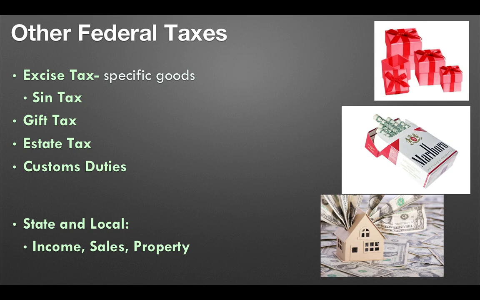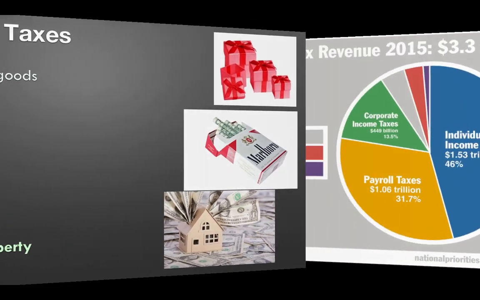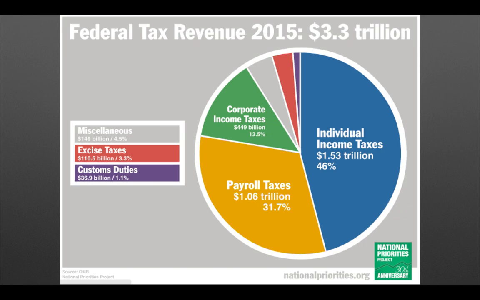Then you also have state and local taxes. You have income, sales, property. So it's not just at the federal level, but also at the state level that we are taxed. That income and sales and property tax is at the state and local level. All those other taxes that we were talking about is at the federal level. Back to where the government gets their money. And again, this is federal taxes. State taxes is on top of this.